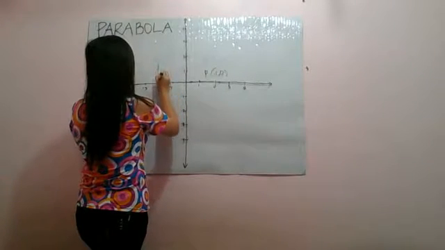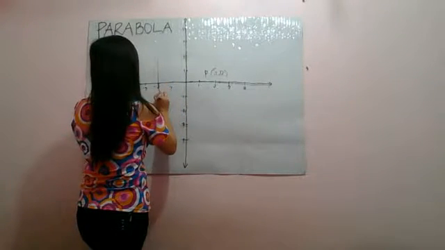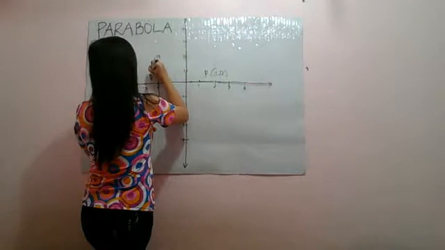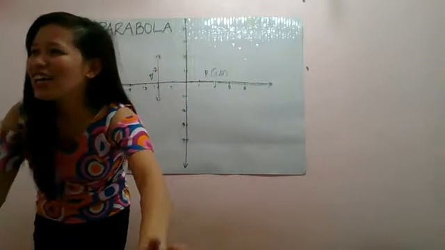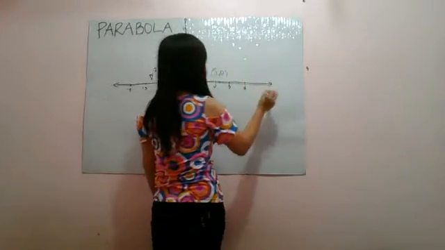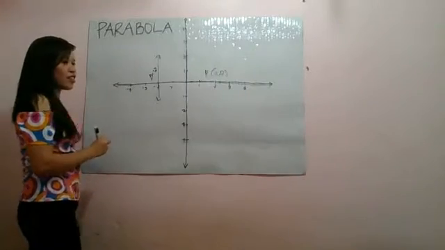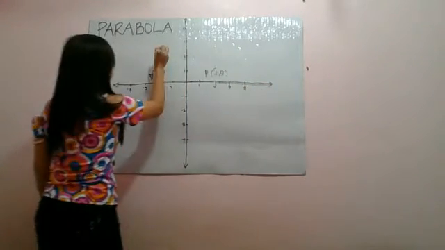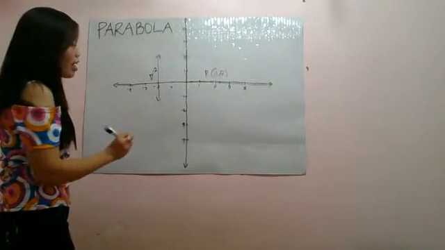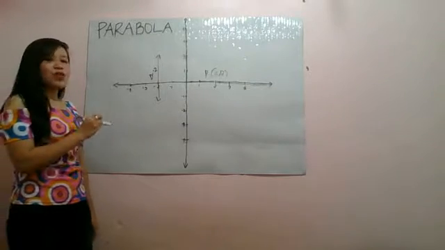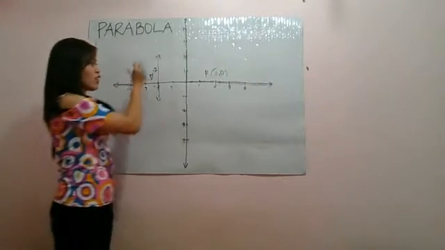And the line through the focus and perpendicular to the directrix is called the axis of the parabola. Since our focus and directrix are on the x-axis, our axis of the parabola is on the x-axis. And the point where the parabola crosses its axis is the vertex. So assuming that our center is at the origin, our vertex is 0, 0. So this is where our parabola crosses.